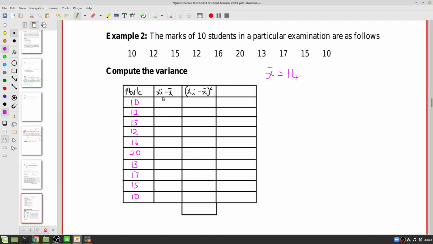So again, what we'll need to do here is just 10 minus 14. That'll be negative 4. 12 minus 14, negative 2. 15 minus 14, 12 minus 14, 16 minus 14.